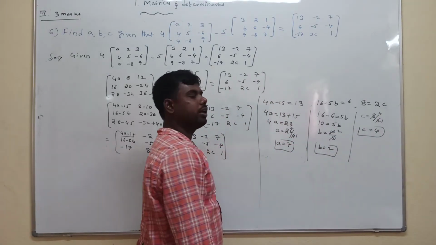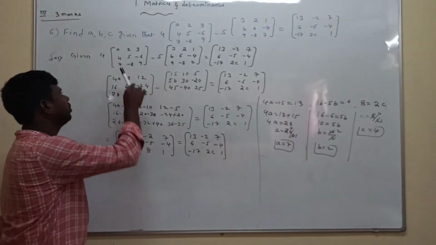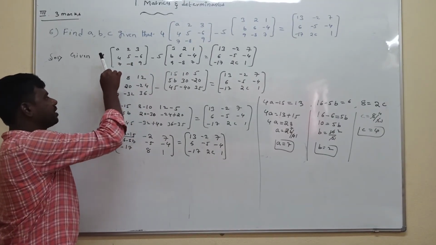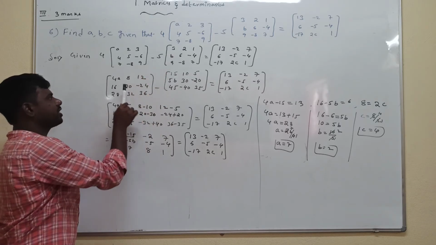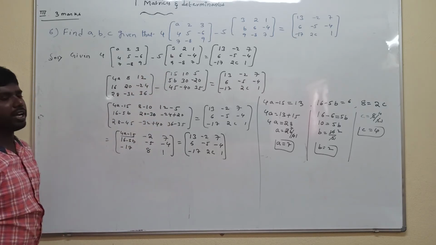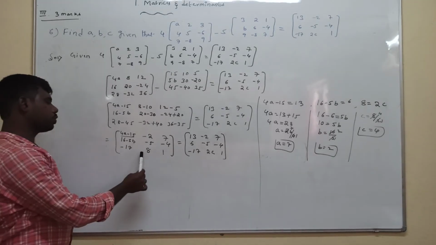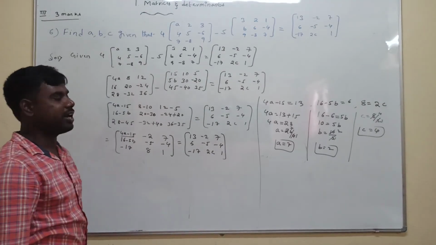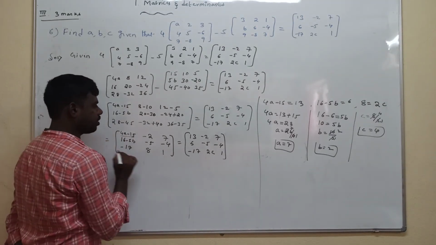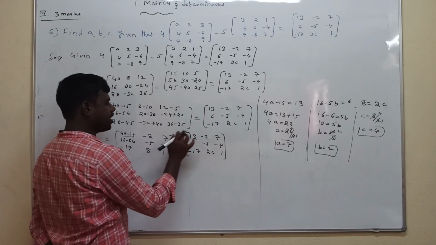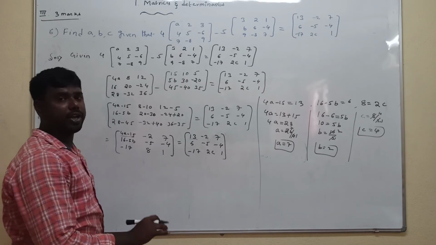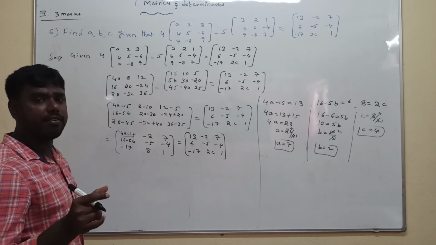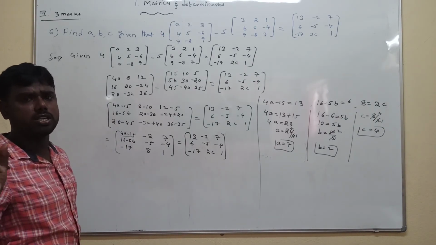So finally we got the A, B, C values. First we multiply each element by 4, and after that we get this matrix. Each element multiplied by 5 gives this matrix. After that we subtract the corresponding elements. After that those two matrices are equal, corresponding elements are equal: first element is equal to first element, second to second, third to third. There is no need to write every element, because in this question they are asking only the A value, B value, C value.